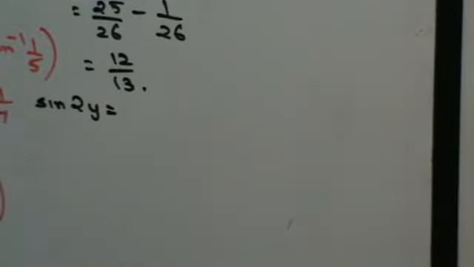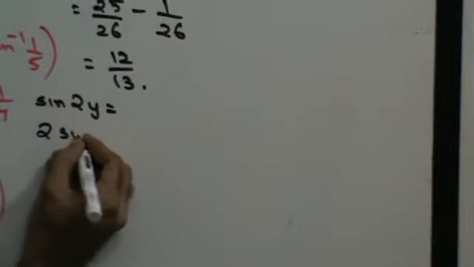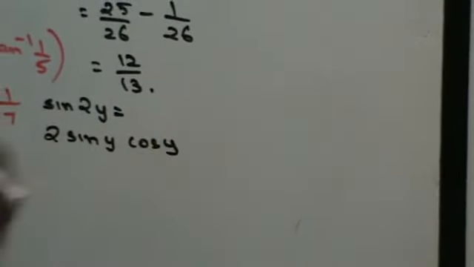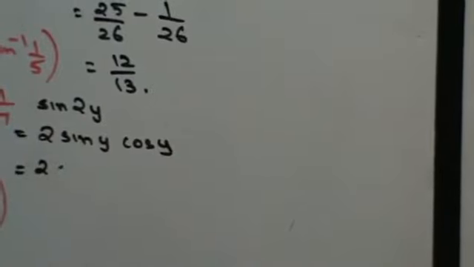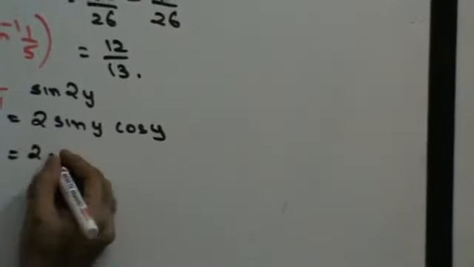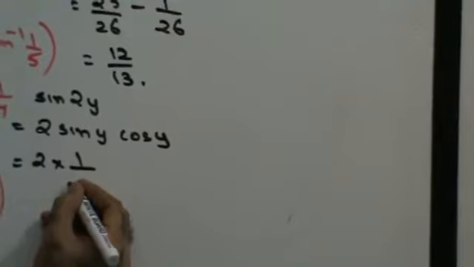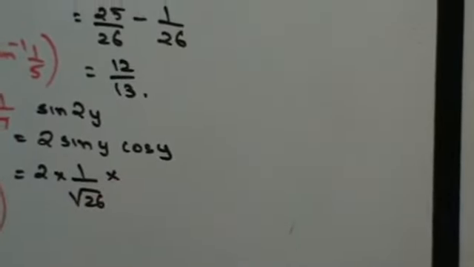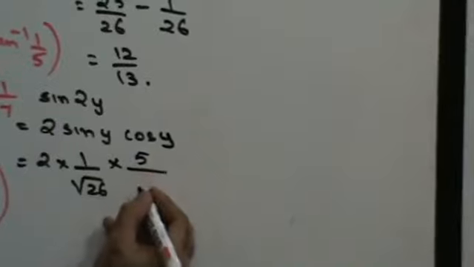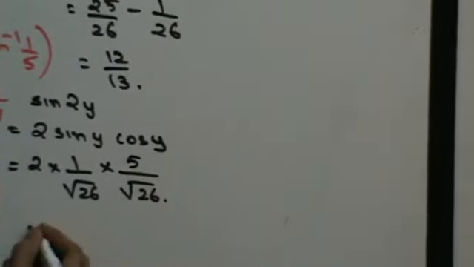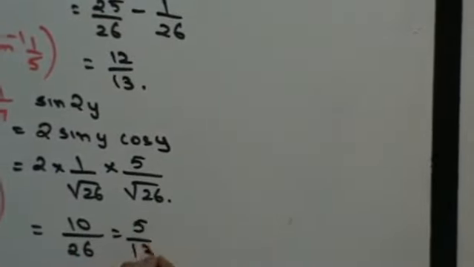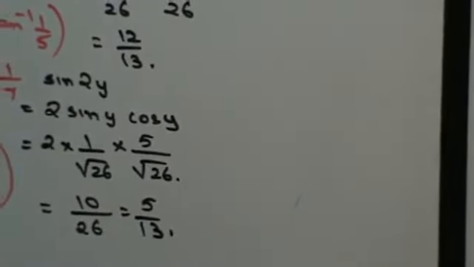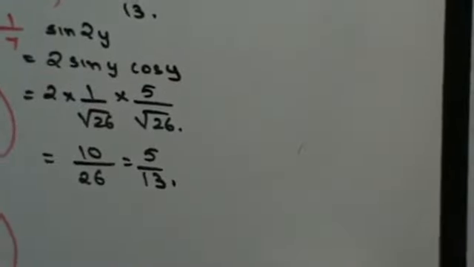Sine 2y, multiple angles. Sine 2 theta is 2 sine theta cos theta. Sine 2y is going to be 2 sine y cos y, which is going to be equal to 2 sine y, sine opposite upon hypo, cos adjacent upon hypo. So this is going to be 10 upon 26, which is nothing but 5 upon 13. Right? Now the question, why did I find this out? Look at your sum, guys.